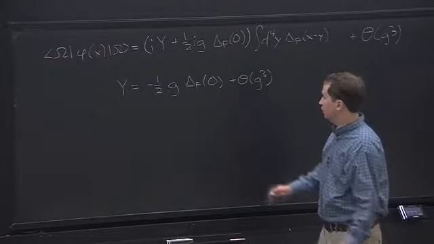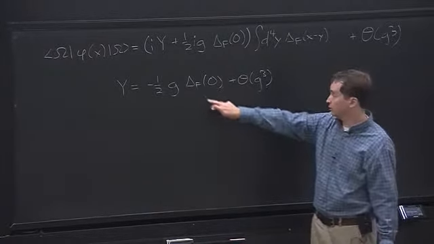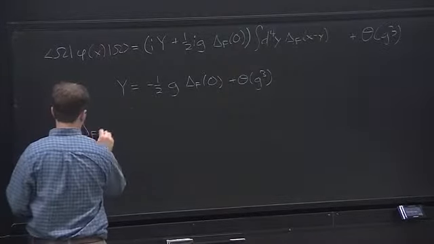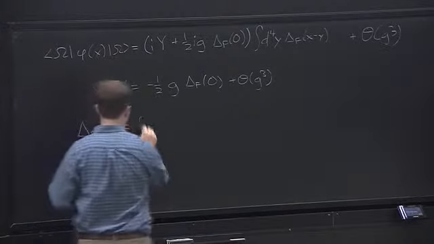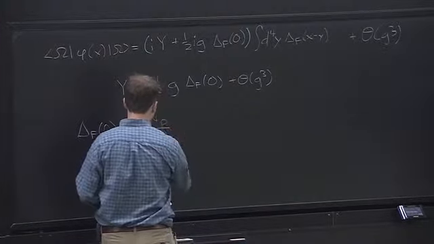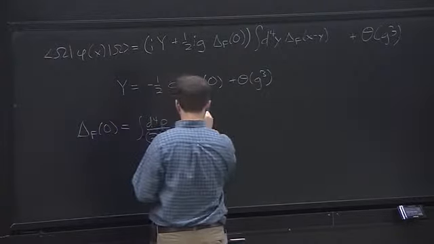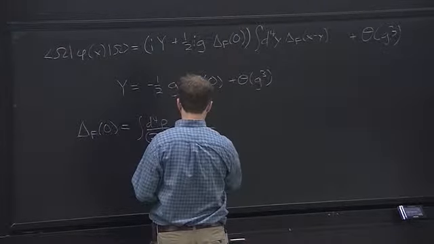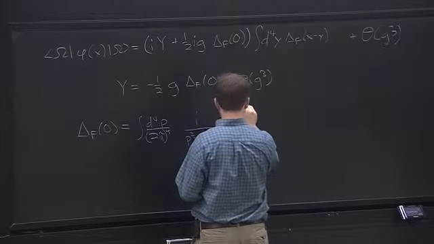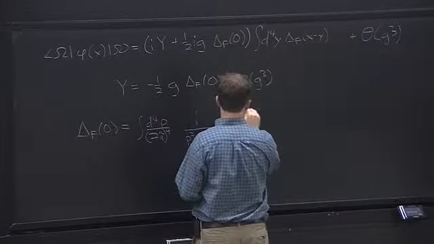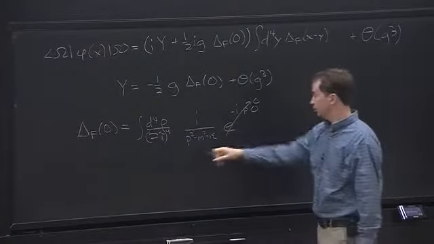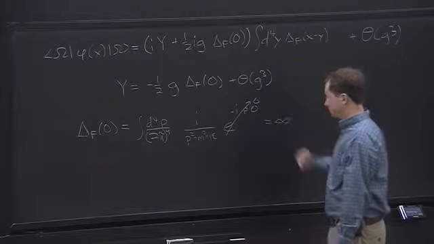But you may be somewhat concerned here. We've got a Δ_F(0), which, just using our definition, is the integral of i over p squared minus m squared, e to the minus i times p times 0, which diverges.